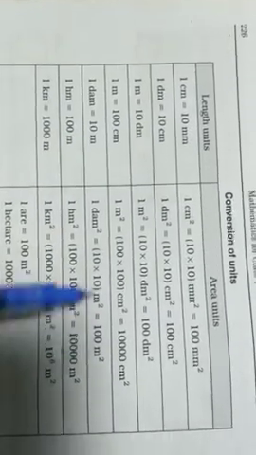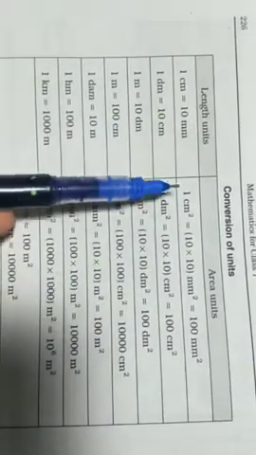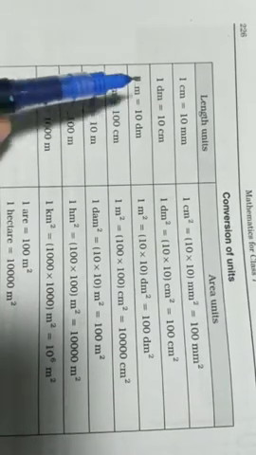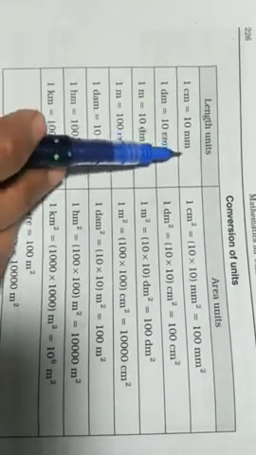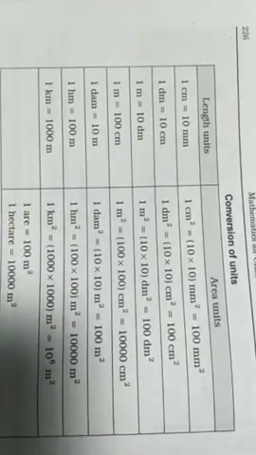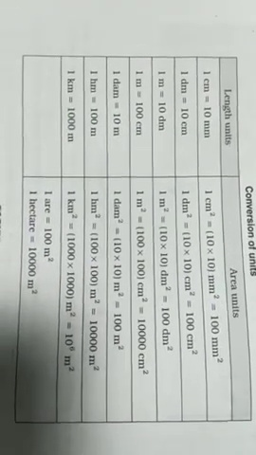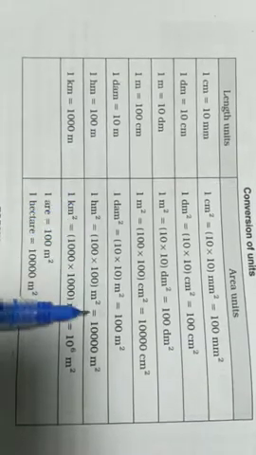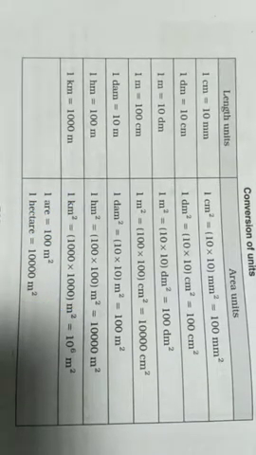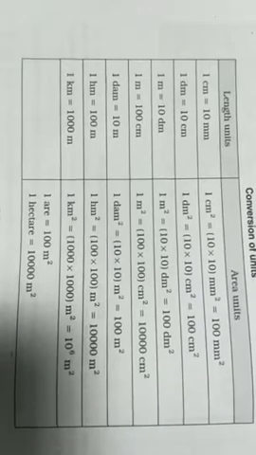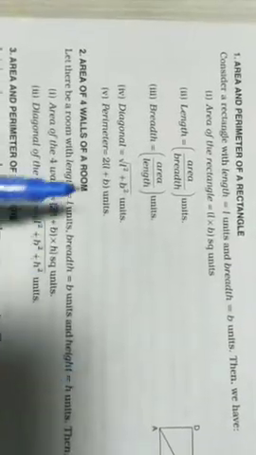Class, before doing this chapter, you must be aware of the conversion of units. Like 1 centimeter is 10 millimeter, 1 decimeter is 10 centimeter. You have to learn this table. This table is in your RS book. You have to learn this table. We will do these conversions for solving our questions in respective chapters, and it's in exercise 20 A, B, C, and so on. Class, let us have a review for this.